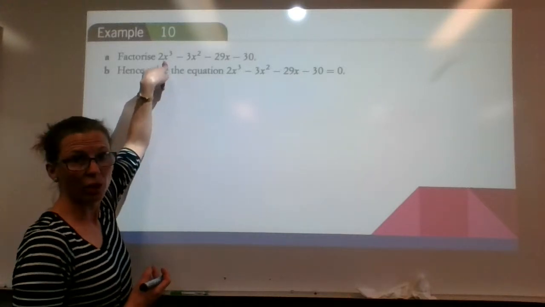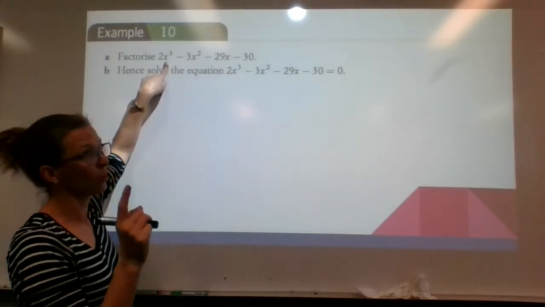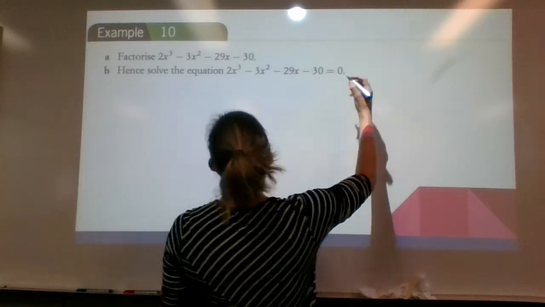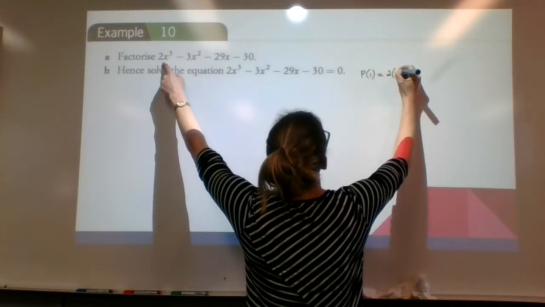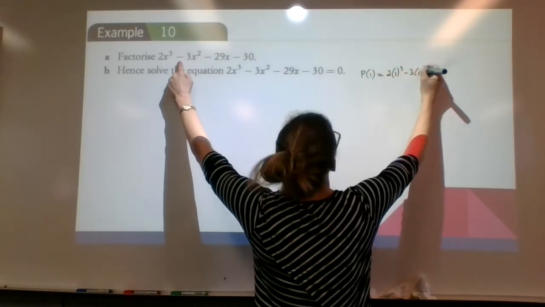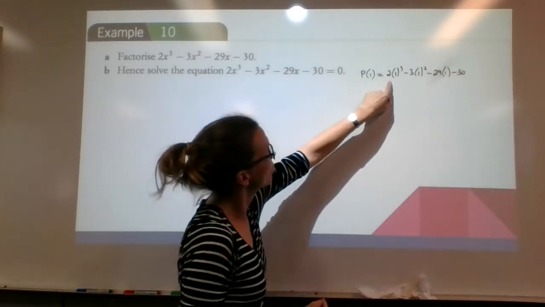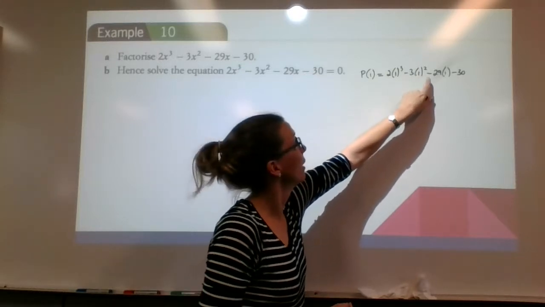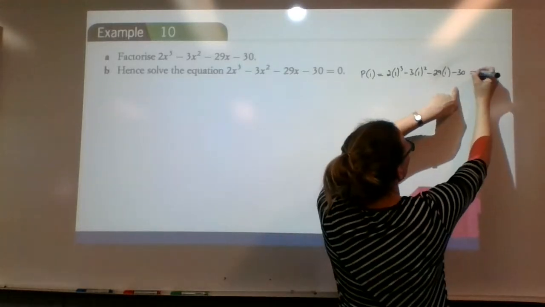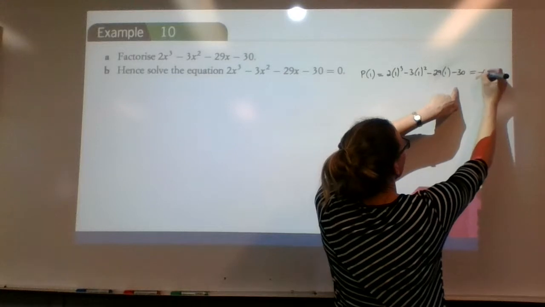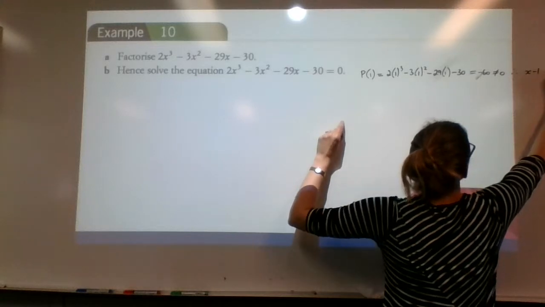Now, I've got a cubic, so I'm going to expect 3 factors. But first of all, I have to find the first one. So I'm going to try a few things. I'm going to try the polynomial where x equals 1. That gives me 2 lots of 1 cubed, take 3 lots of 1 squared, take 29 lots of 1, take 30. I've got 2, take 3, which is -1, take 29, which is -30, take 30, which equals -60. That doesn't equal 0, so x take 1 is not a factor.